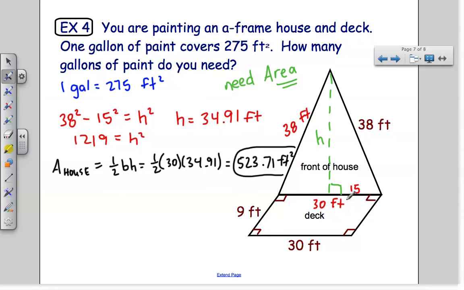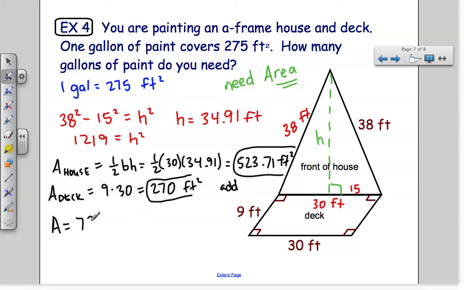We're also covering the deck. So what is the area of the deck? Well, it's a rectangle, right? It's 9 by 30. So 9 times 30, 270 square feet, because we're talking area. So total area. I'm going to add these two together. I need the total area that we are painting. It is 793.71 square feet.